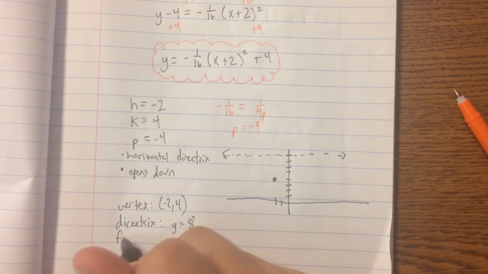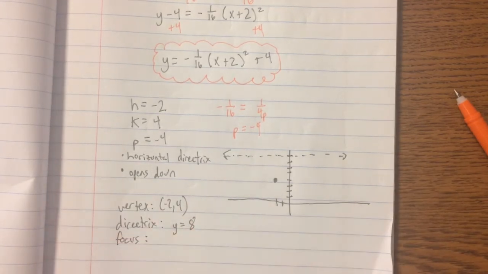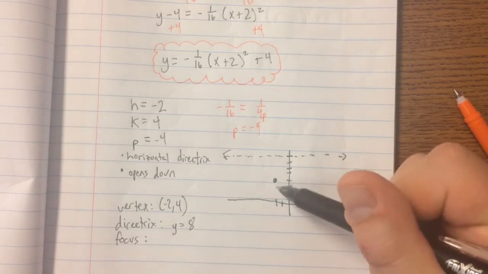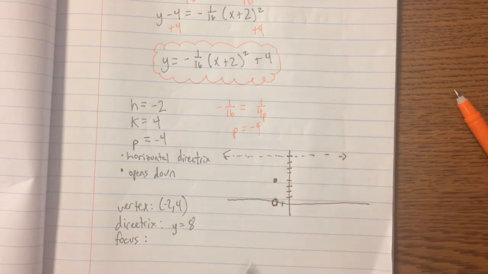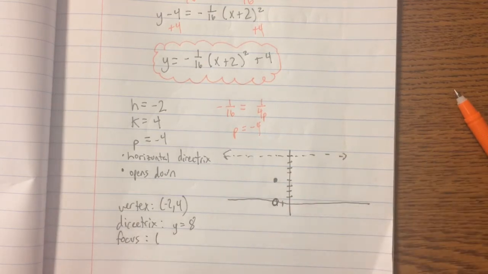And what about the focus? That's going to be 4 units below the vertex. So 1, 2, 3, 4. Focus is right here at, what is that, negative 2, 0.